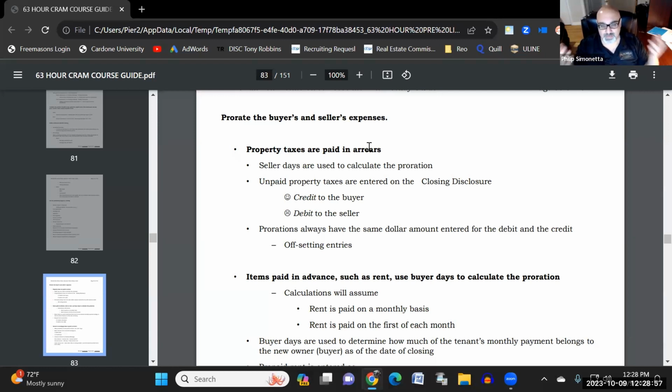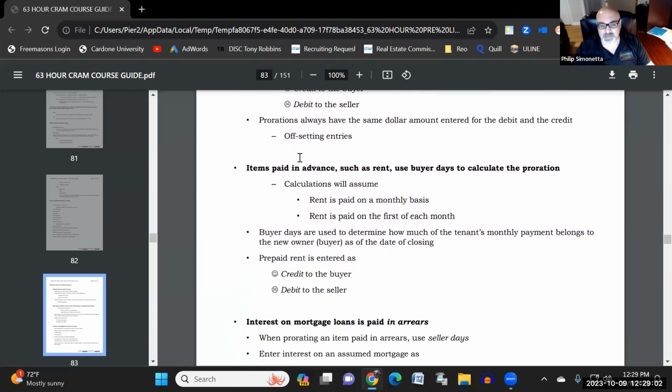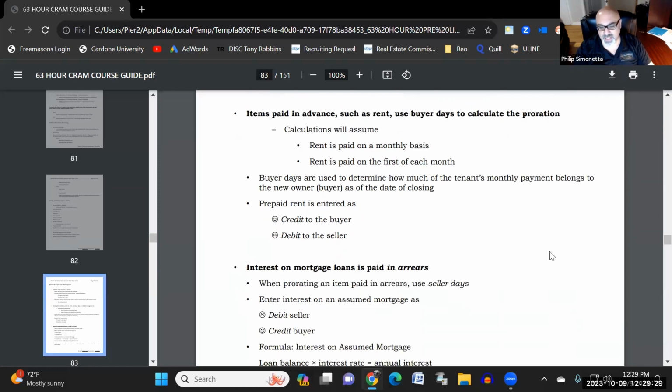So it's the same amount, debit and credit. They offset each other, right? Never different numbers. Items paid in advance, such as rent, you use the buyer's days to calculate proration because the day the buyer buys it is when the first day of rent they get. So calculations will assume rent is based on a monthly basis and rent is paid on the first of each month. So buyer's days are used to determine how much of the tenant's monthly payment belongs to the new owner, which is the buyer, as of the date of closing. Prepaid rent is entered as a credit to the buyer and a debit to the seller.